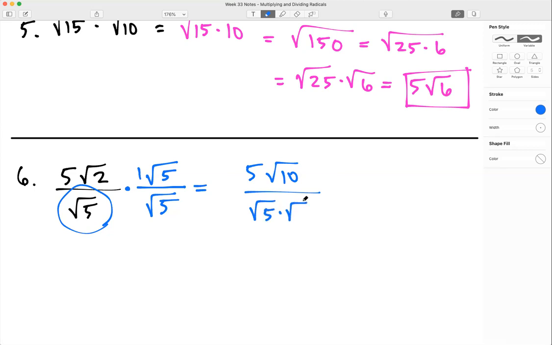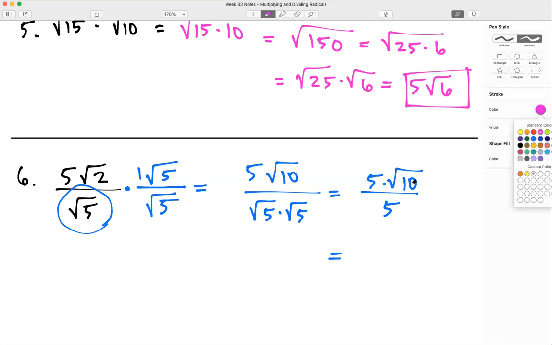Okay, well that's interesting. Remember what that is? It's just 5. So that allows us to eliminate the square root, the radical sign in the denominator. So we have 5 square root of 10 over 5. But this answer is not as simple as it can be yet. Why? Because we have matching factors on top and bottom. What is that factor? It's a 5.